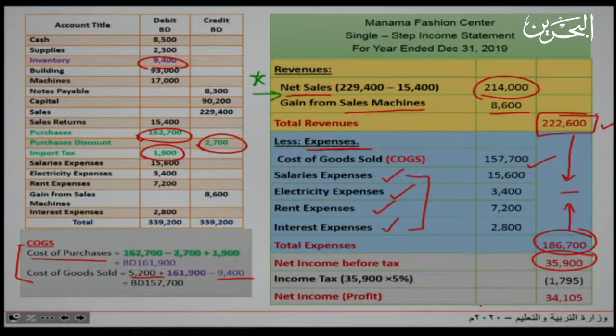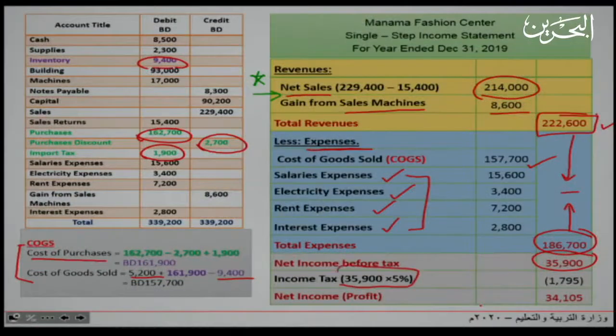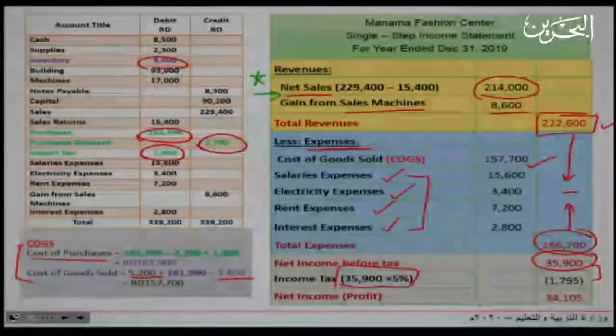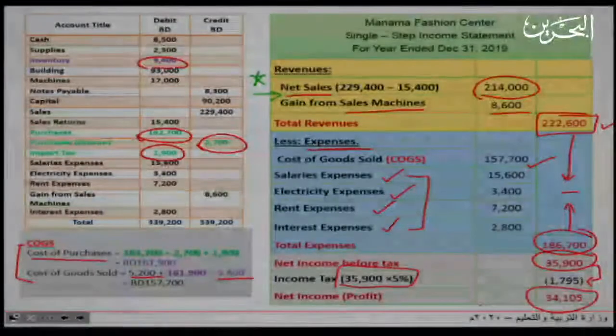Then I will subtract the income tax from the net income before tax, and I know from before how I can get the income tax. So I will take 35,900 and subtract the income tax from it with a figure of 1,795, getting finally the net income or profit for our company.